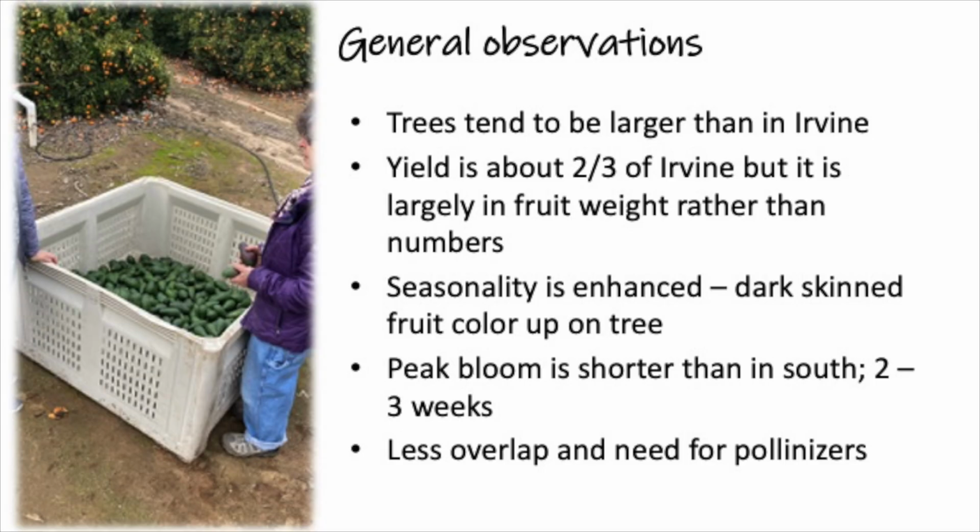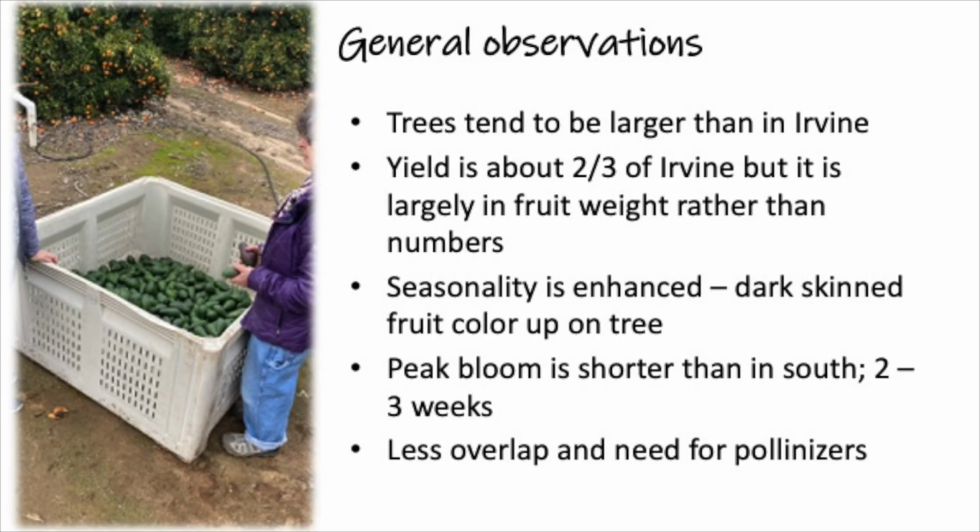Like we saw with the release date data, the seasonality is enhanced, and the fruit colors up earlier than it does in Southern California. In fact, you won't see fruit on the trees today because we harvested 2 weeks ago because the Hass and the gem were starting to color up. And I know from the work that I've done in post-harvest that when you see color on the fruit, that means the shelf life of the fruit is declining.